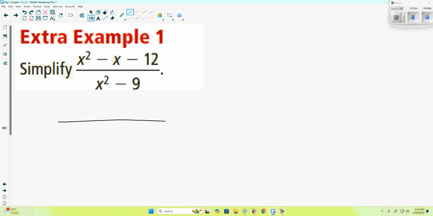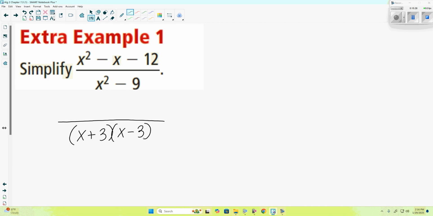Let's look at this one here. X squared minus x minus 12 over x squared minus 9. Which one do we want to factor first? Top or bottom? We can factor the bottom first, x squared minus 9. It is a difference of perfect squares, which is going to be x plus 3 and x minus 3.